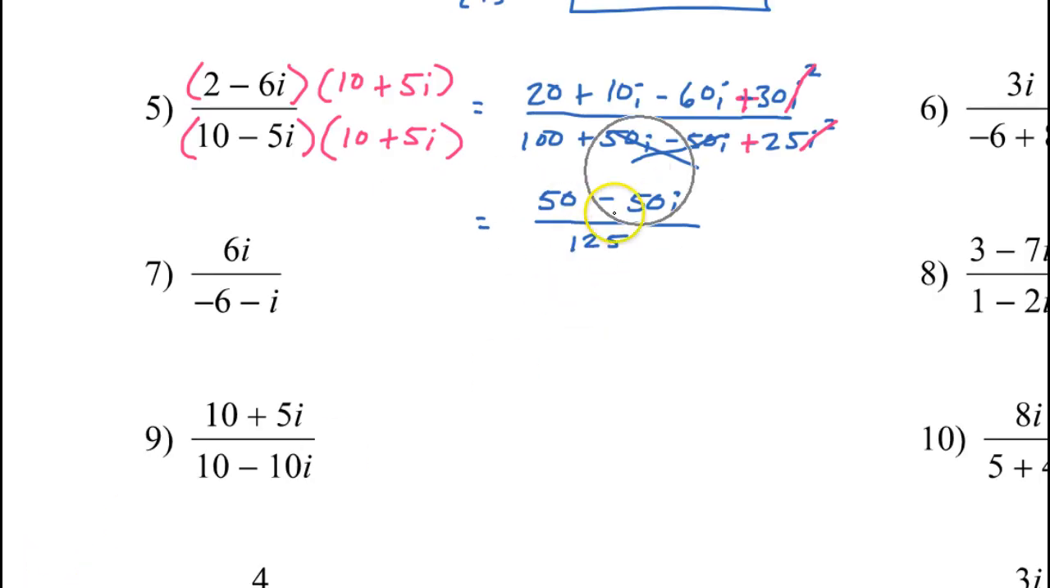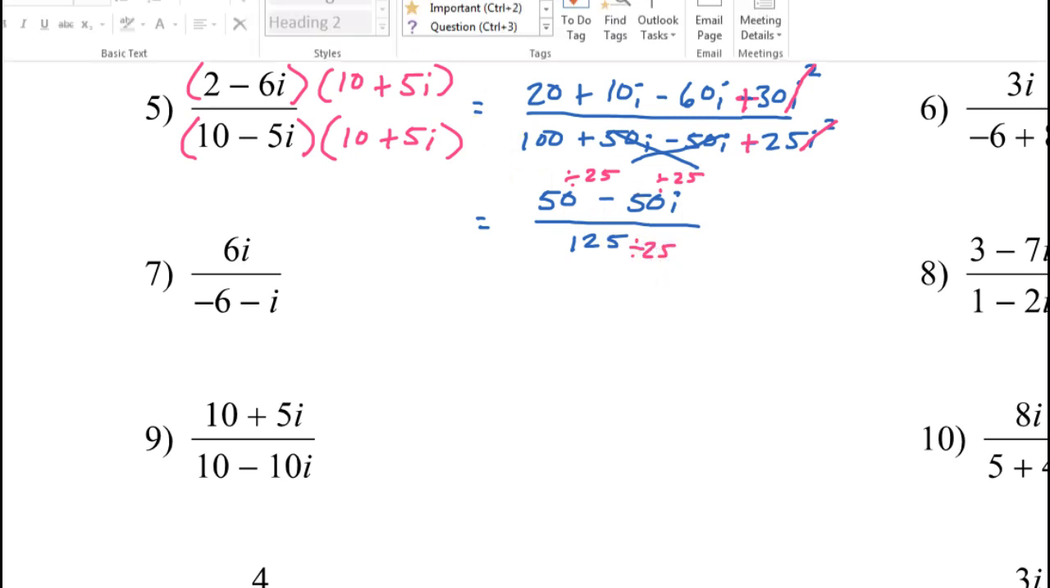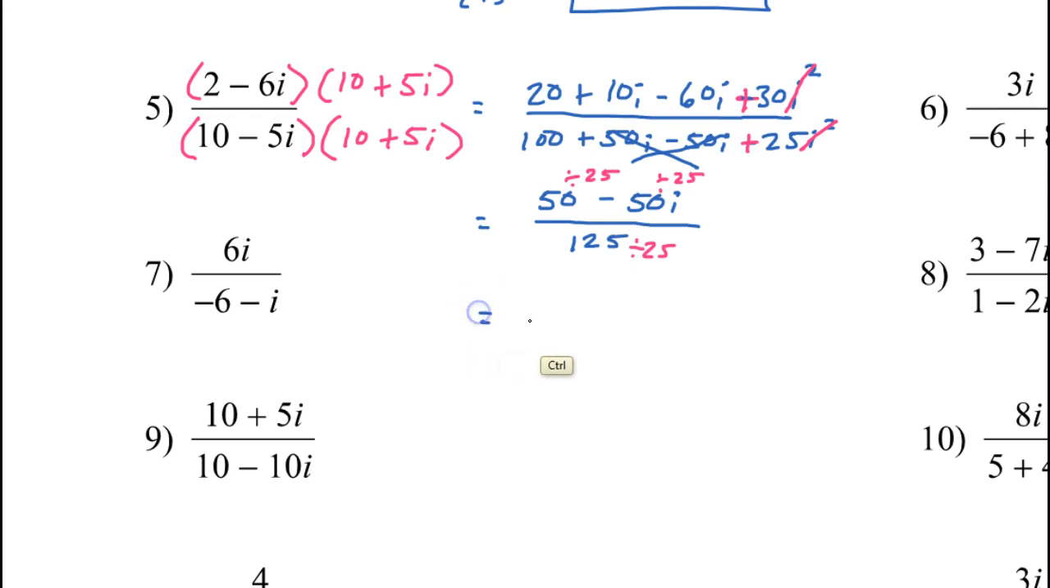Now, when you think about reducing this, do you see anything that divides evenly into all three of these numbers? All three of these are divisible by 25. So that's what you want to do: divide all three numbers by 25 and see what you get. Okay, so if you do that, then you get 2 minus 2i over 5. 125 divided by 25 is 5. So this is going to be the final answer for problem number 5.